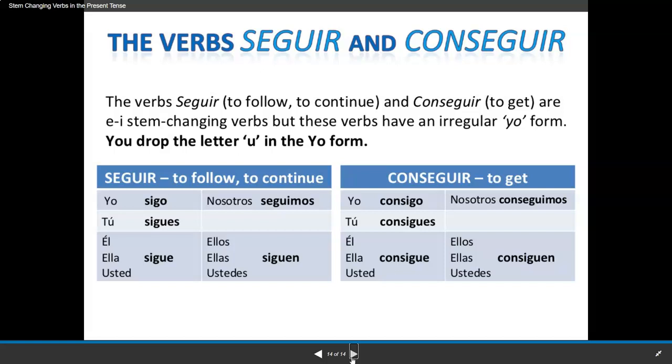So, this is the end of my stem changing verbs in the present tense PowerPoint. Remember, if you have any questions or need more practice, por favor, let me know so I can help you.